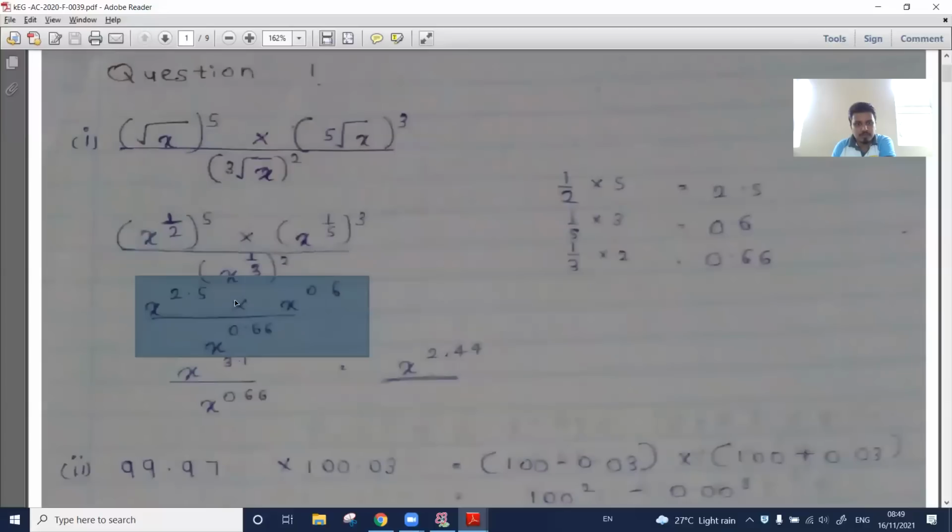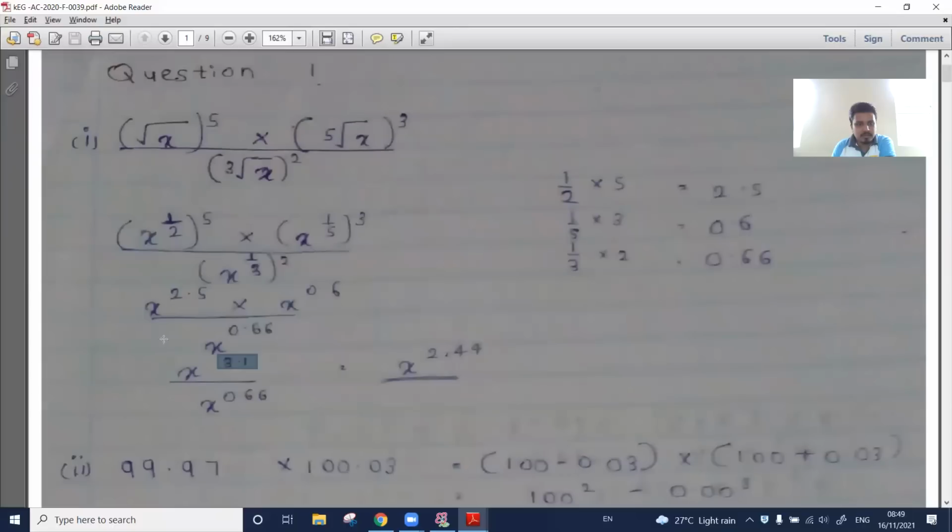X to the power 2.5 into x to the power 0.6 divided by x to the power 0.66. Then what? Here look, base is the same and here we have multiplication. So we should be able to add these power values. So 2.5 plus 0.6, that should be what? 3.1.